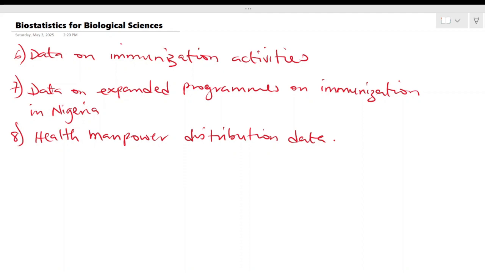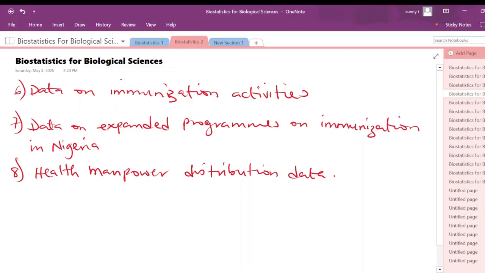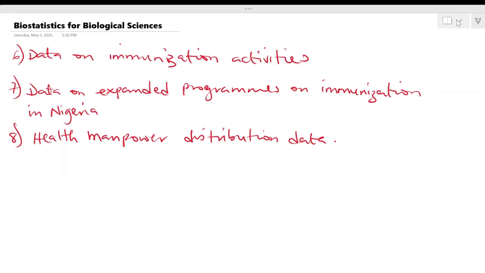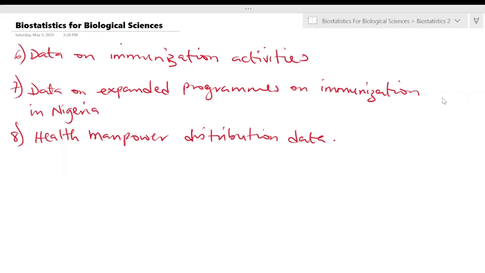So where are these data gotten from? We begin to look at the sources of data in medical sciences. We'll take that on our next page, continuing with the sources of biological and medical data.